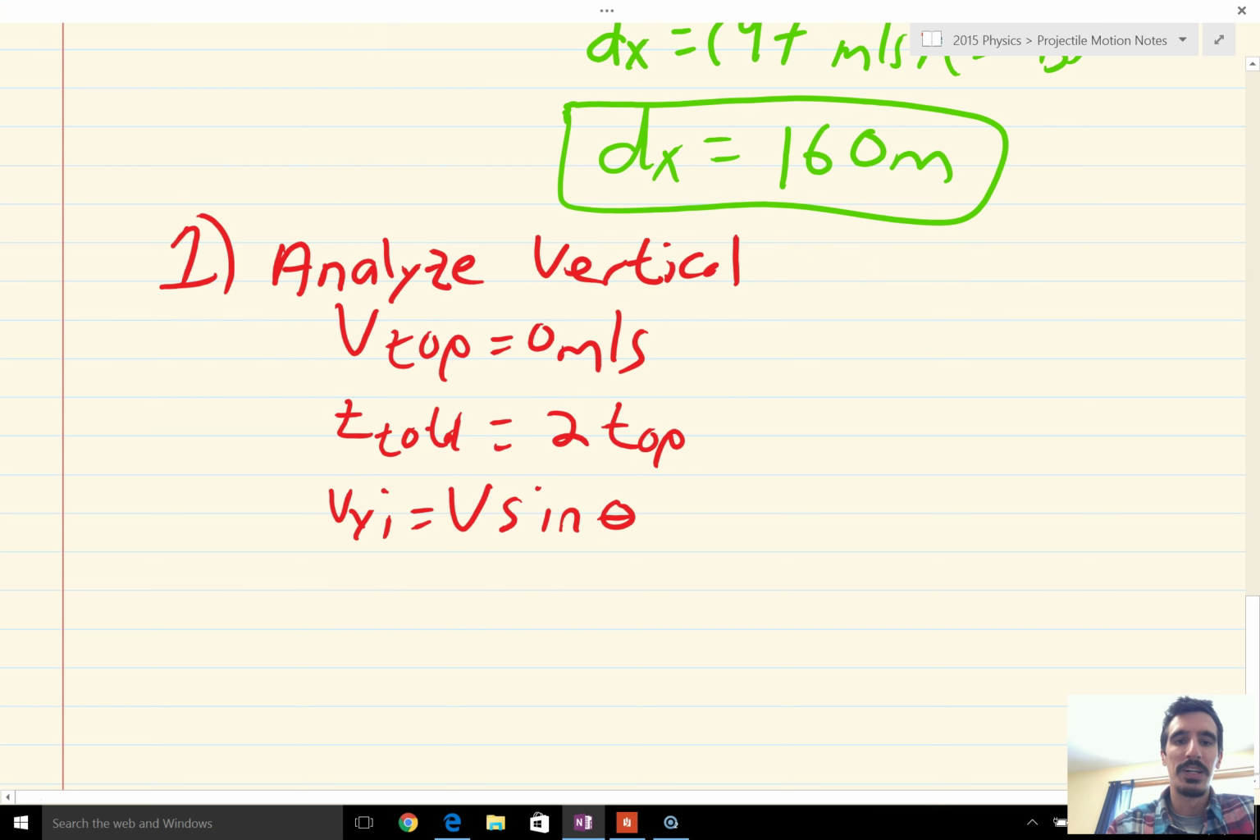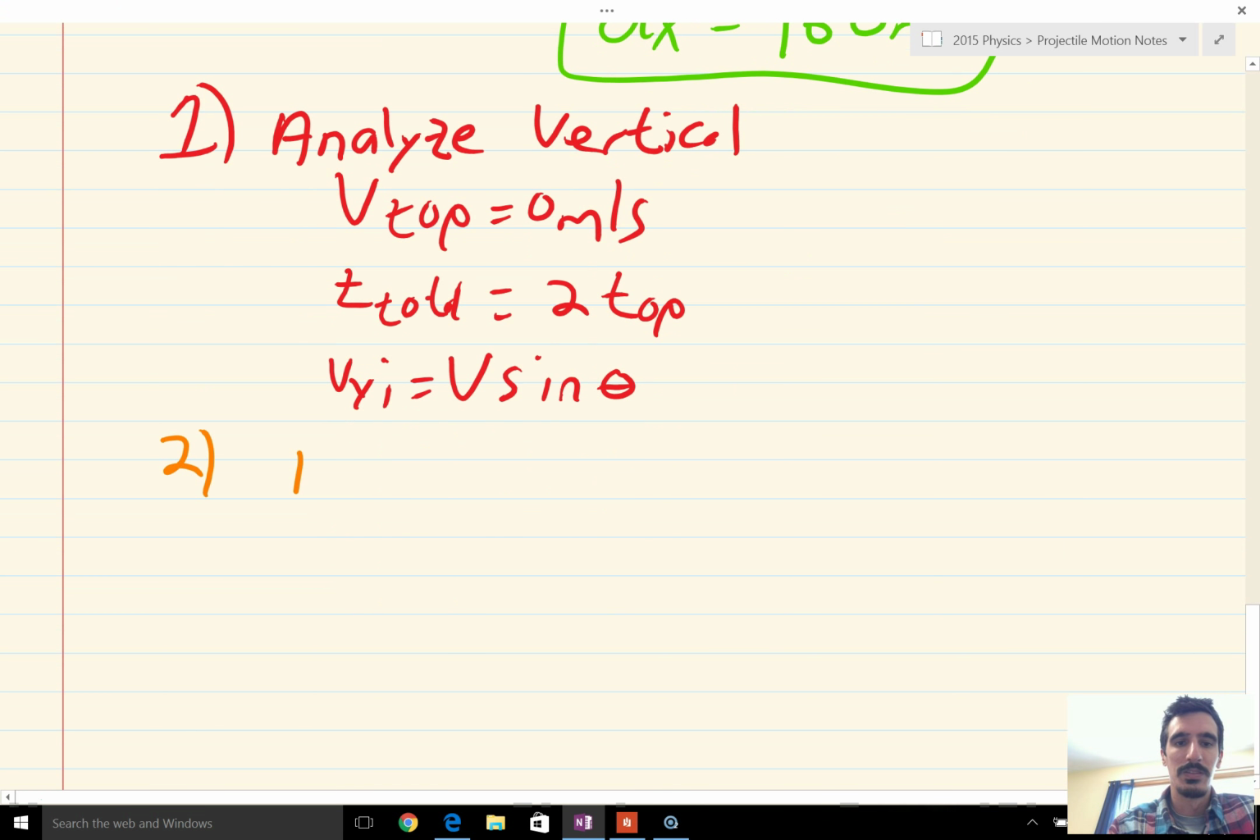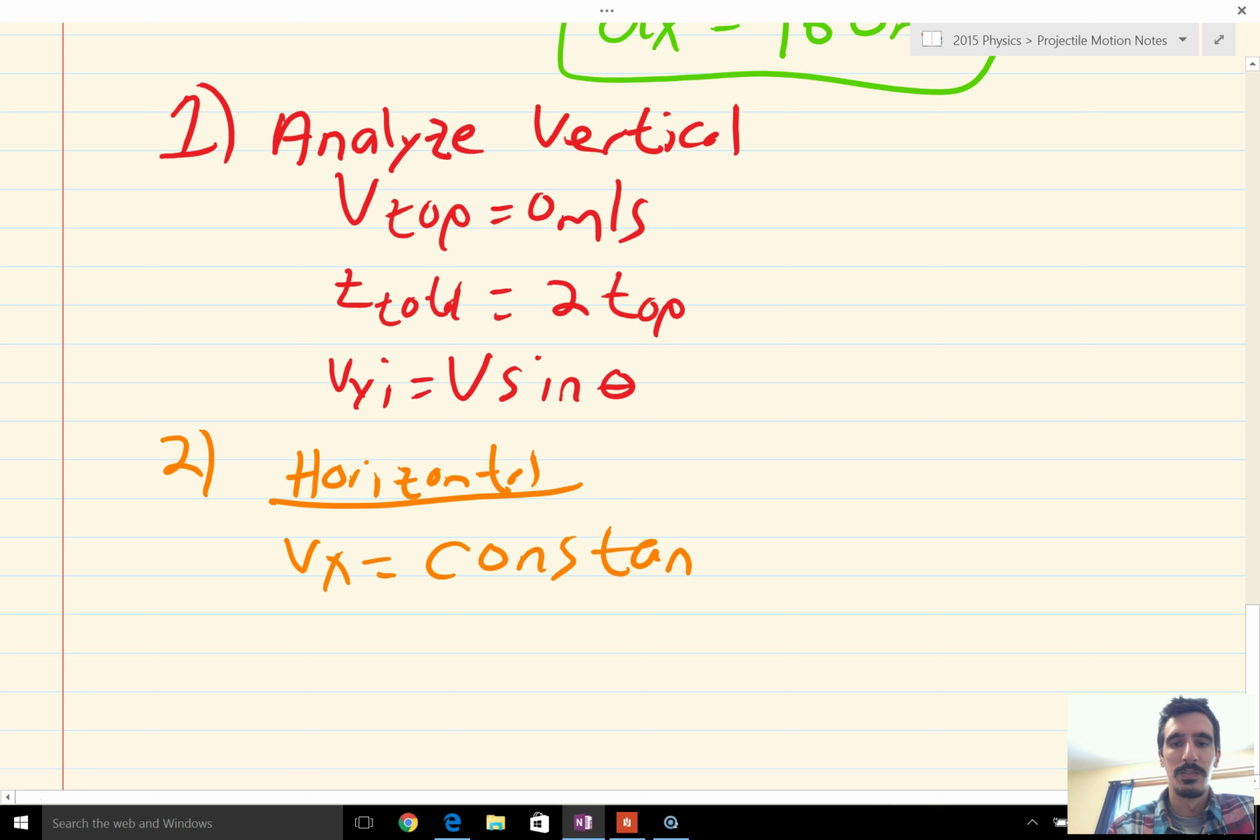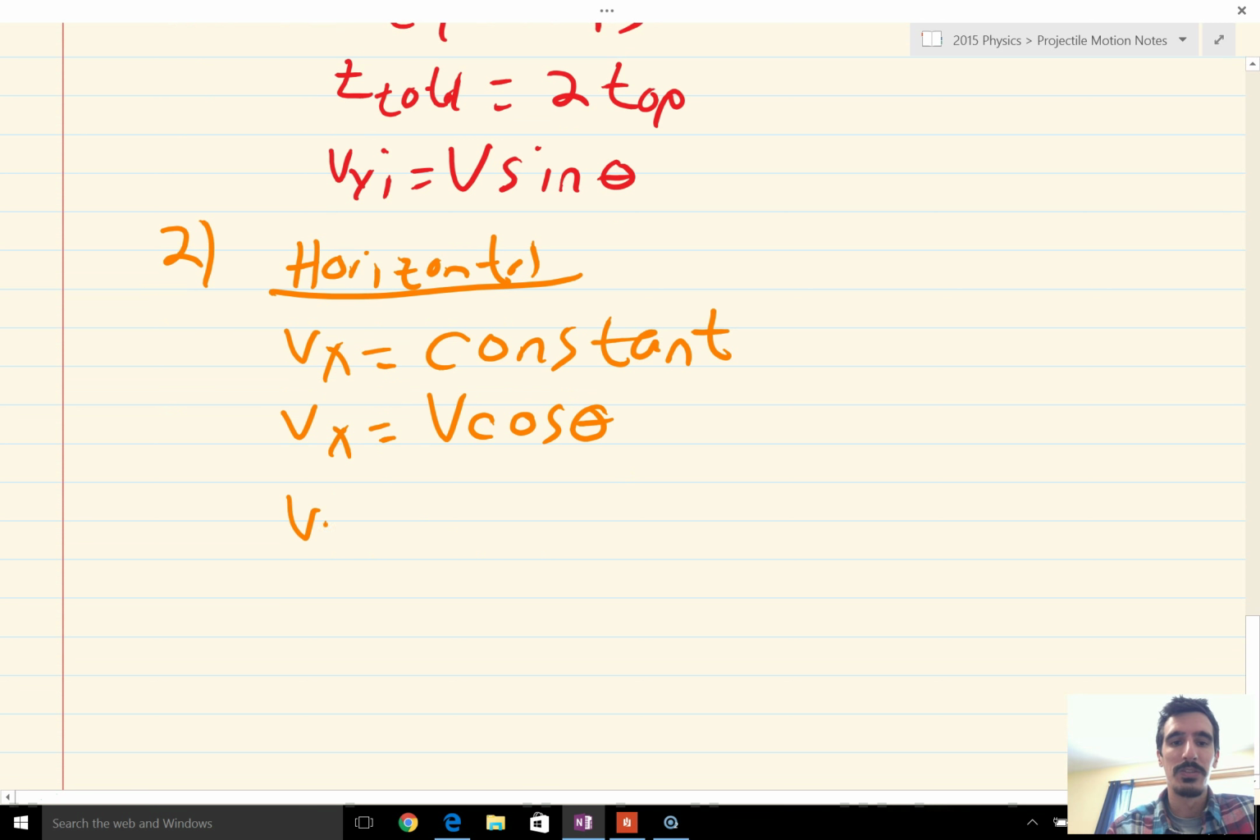And then in the horizontal direction, we know that the Vx is constant, and we find it by Vx equals V cosine theta. And the only formula we use in the horizontal direction is Vx is distance over time, because it does not accelerate.